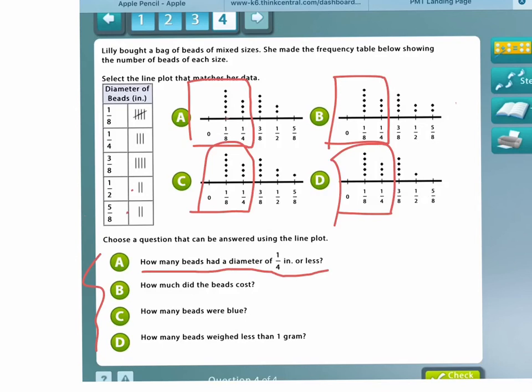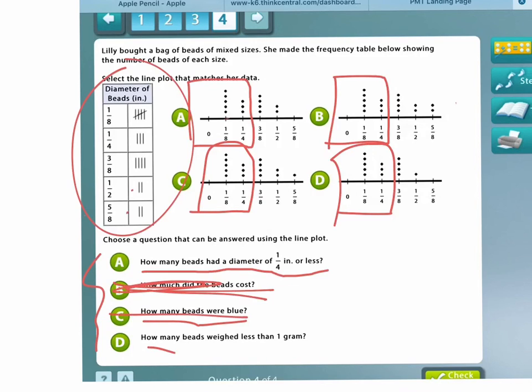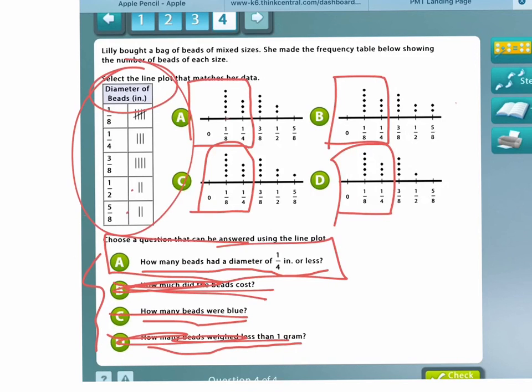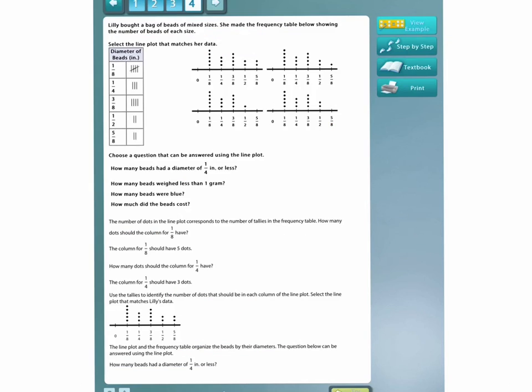How much did the beads cost? Well, there's no data here for cost, so that one doesn't work. How many beads were blue? Again, no data suggests color, so that's out. How many beads weighed less than a gram? Well, I don't know what they weigh because this is measurement, not weight, so that one's out. So the only question that you could answer using the line plot and the frequency table would be A.